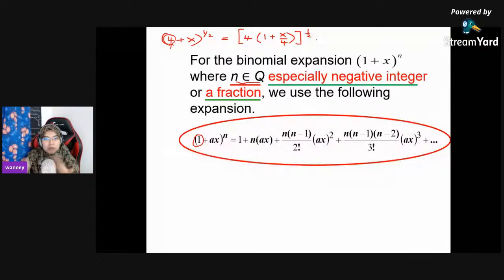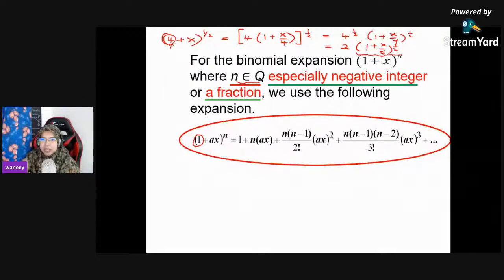And then apply the power for each of them. So this is 4 to the power of half, and then 1 plus x over 4 to the power of half. 4 to the power of half is simply 2. So we got 2 times 1 plus x over 4 to the power of half. So now we can actually expand 1 plus x over 4 to the power of half using this formula because the first digit is already 1. So do make sure if you want to use this formula, it is very crucial that the first number should be 1. We should have 1 plus something or 1 minus something. If you have any number, do make sure to factorize them.